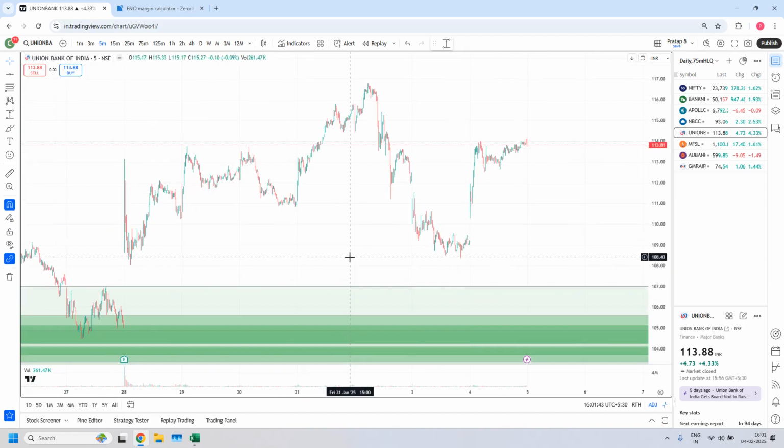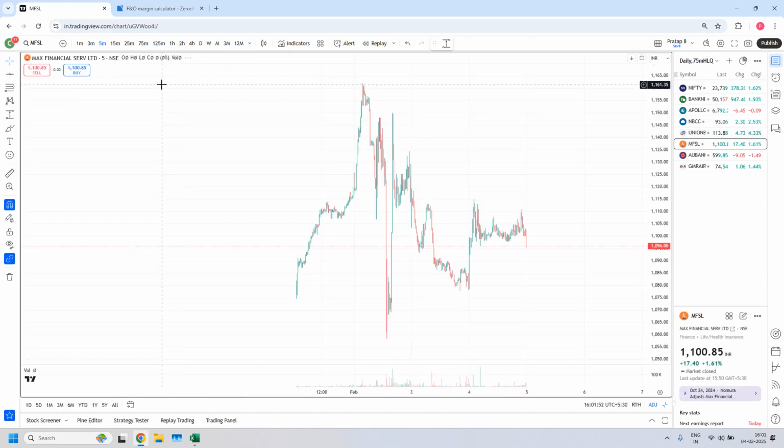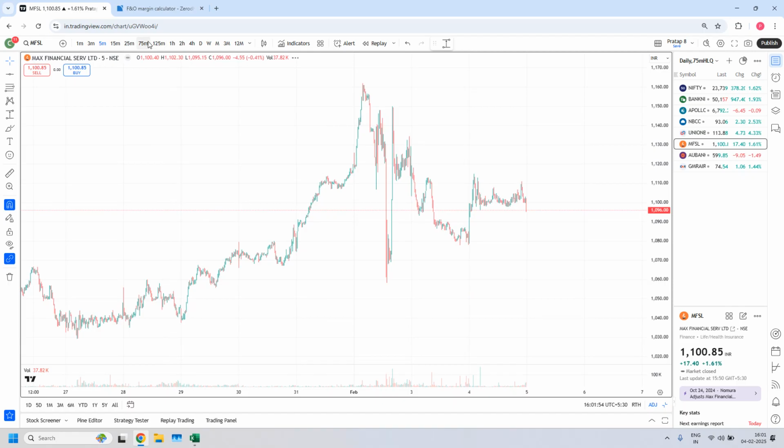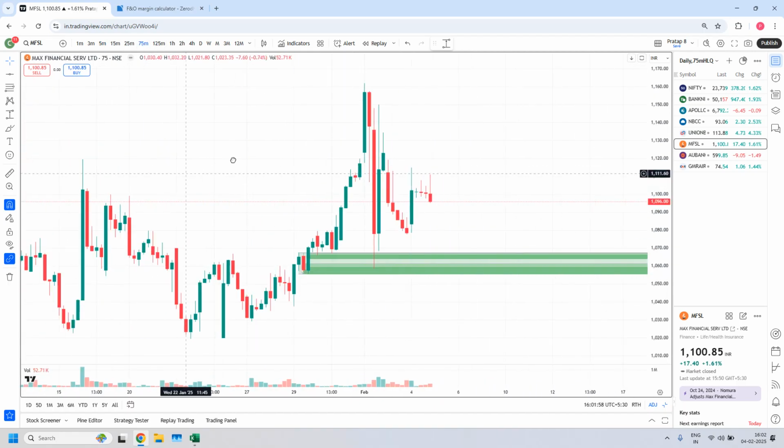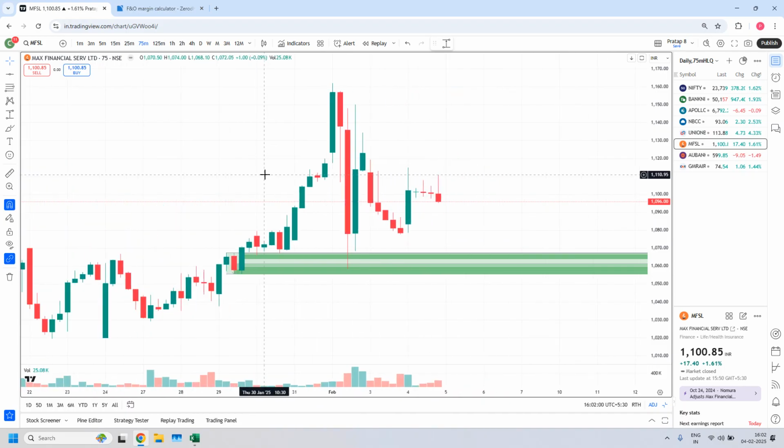But anyway, today price did not enter into this zone. We didn't get any trade opportunity. And the MFSL, this is a 75 minutes zone. Yeah, this is also one I want to explain actually. Sorry, I forgot.